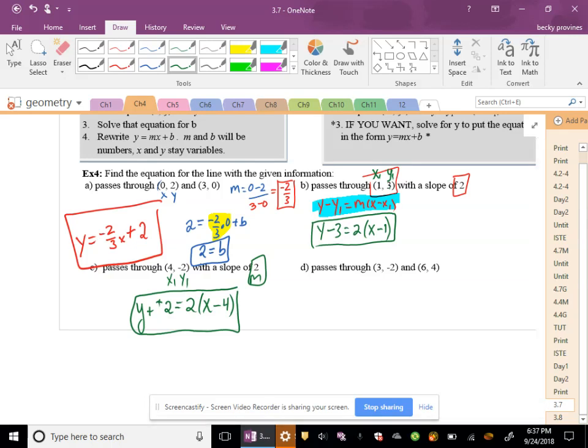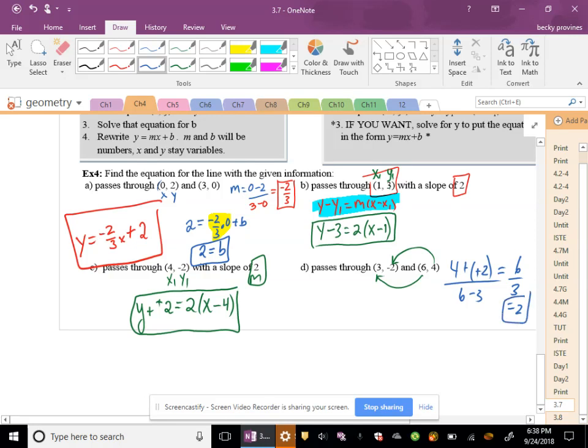Okay, now D is going to be like A. So that means we have to find the slope first. So let's subtract them. 4 minus negative 2 over 6 minus 3. So that becomes a positive on top. So 4, 5, 6 on top. 6 minus 3 is 3. This reduces to 2. That's my slope.